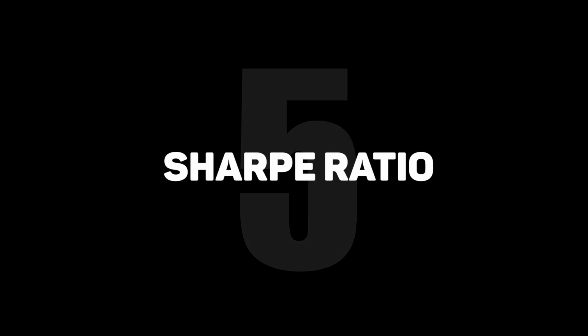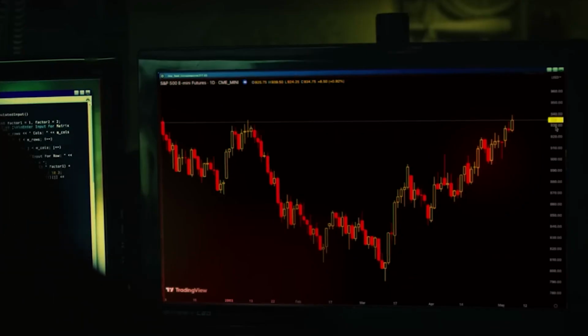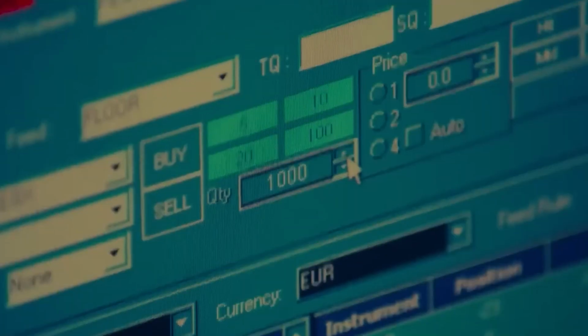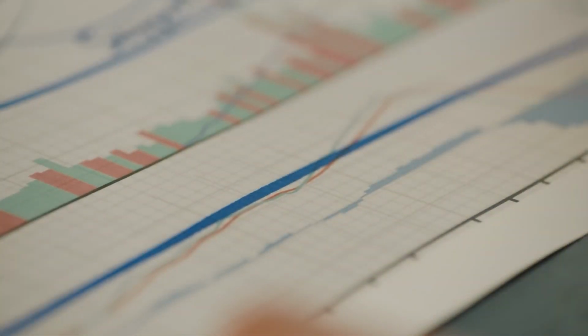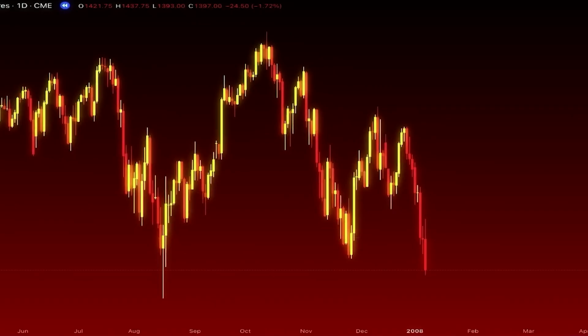5. Sharpe ratio. The Sharpe ratio compares your portfolio's excess return above the risk-free rate to the standard deviation of those returns. A higher Sharpe ratio indicates better risk-adjusted performance, helping you assess if the risk you're taking is justified.